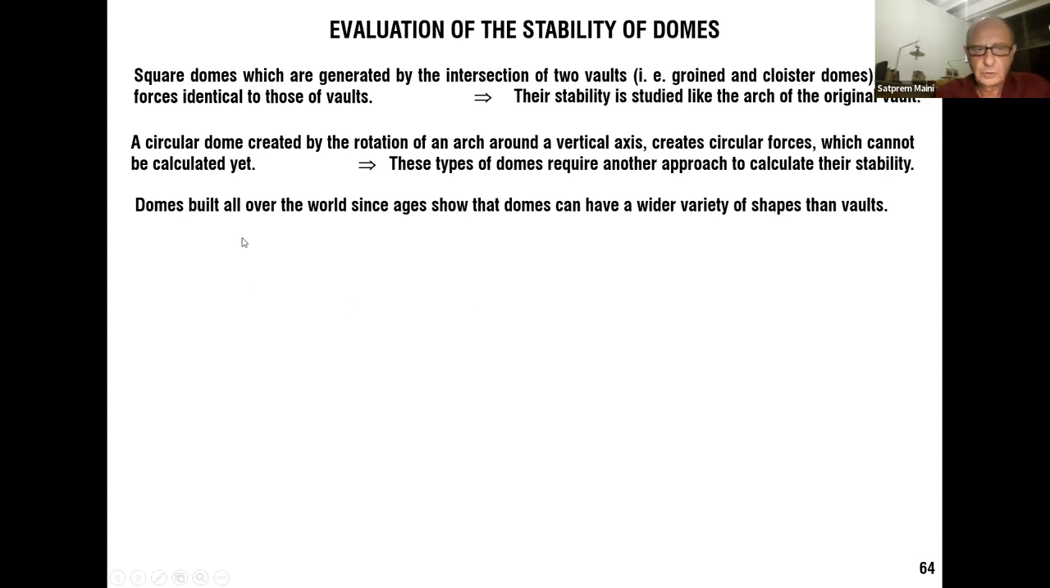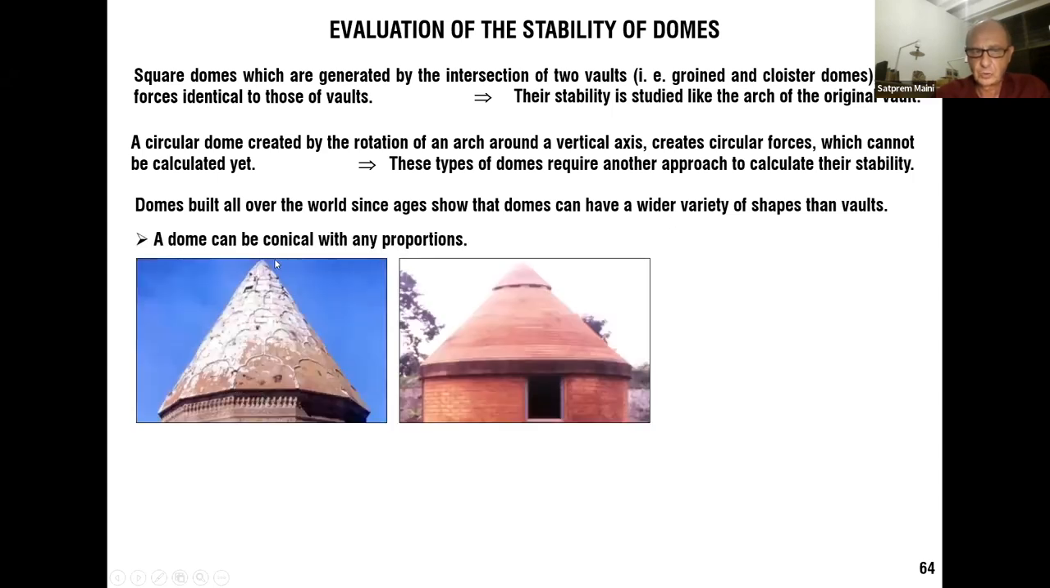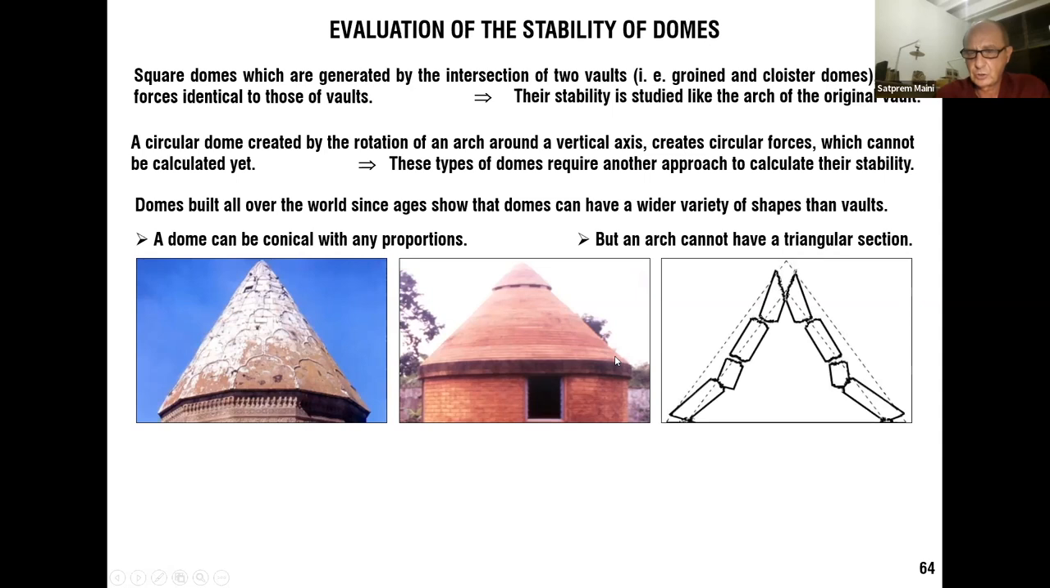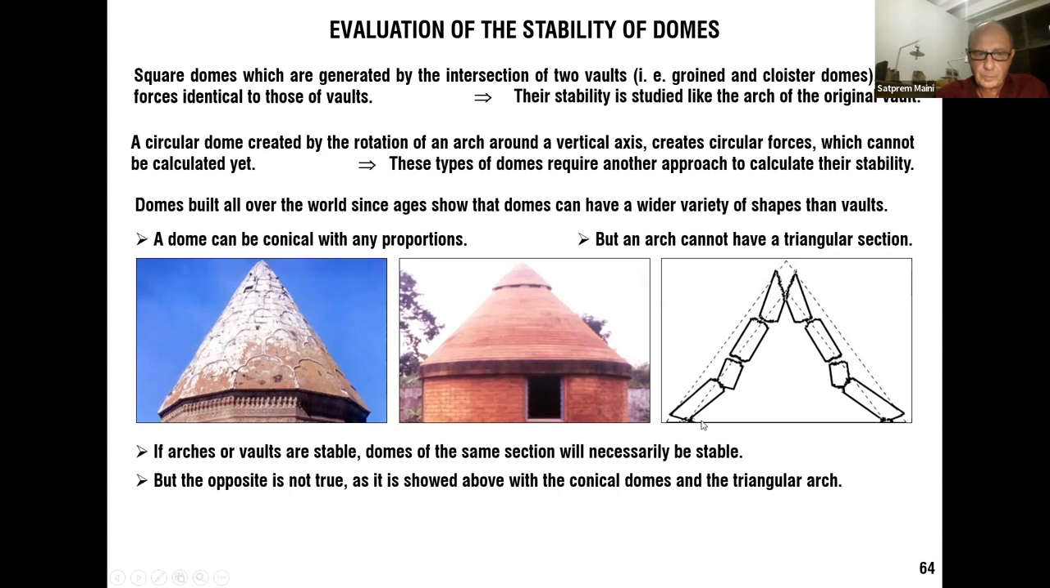So domes built all over the world since a long time, they have a very wide variety of shapes, wider shapes than vaults. Example, you have this conical shape, facet dome here in Turkey, conical dome in Ivory Coast, that stand. But if you build an arch of the same section, it will collapse. That means this shows that if a dome of this section stands, an arch or a vault of the same section cannot stand. That means domes are more stable than arches or vaults. That's why if this is standing, the arch will not stand.